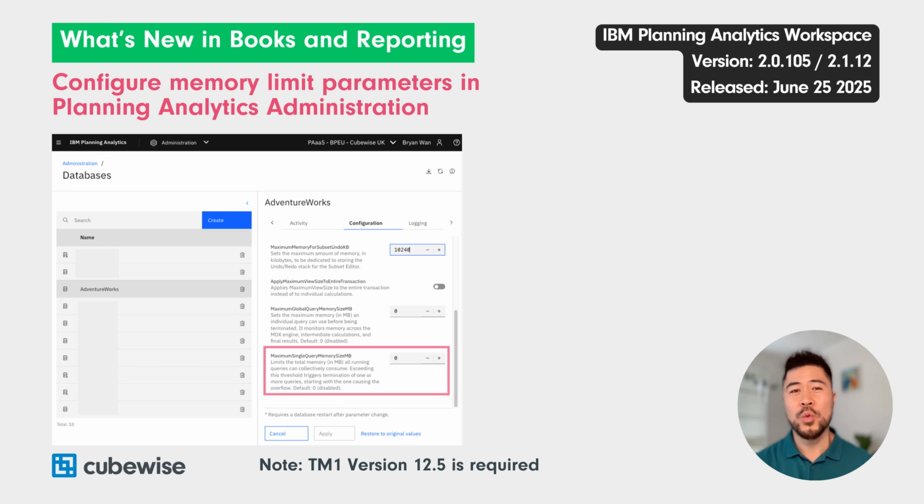And maximum single query memory size MB defines the memory limits for an individual MDX query. If the threshold is exceeded, the query is terminated. The default is set to 0, which is disabled. These parameters help maintain system stability by limiting the memory impact of complex or long-running queries.